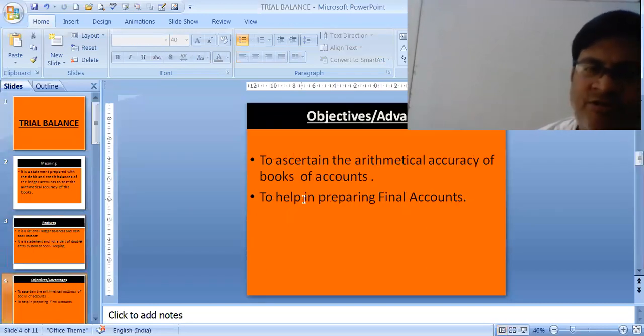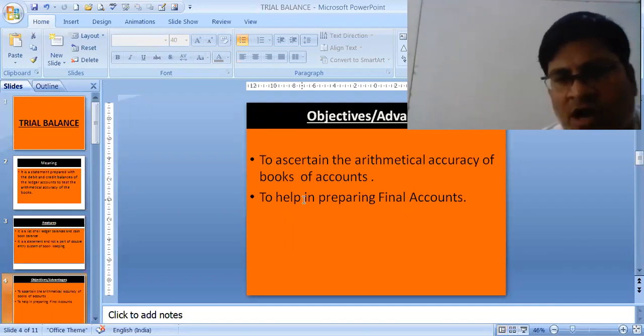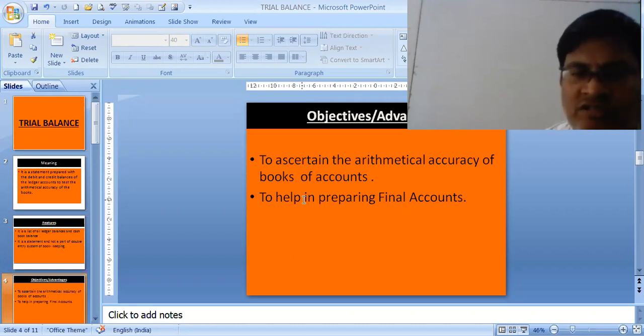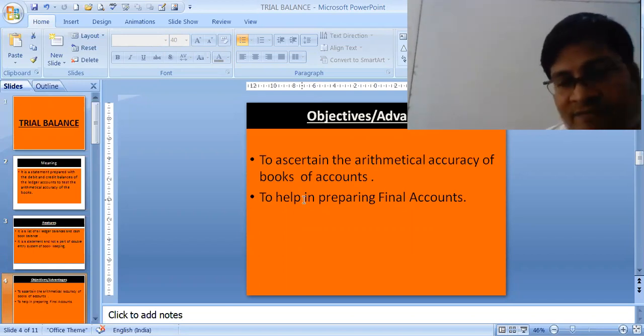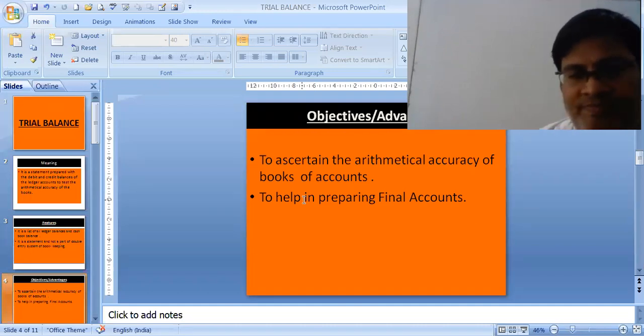Then come the objectives or advantages of preparing this statement: to ascertain the arithmetical accuracy of books of accounts and to help in preparing final accounts. Arithmetical accuracy I just now explained. Final accounts, after trial balance we prepare the final accounts, where actually we get to know the profit and loss of the business and the financial position of the business. This trial balance helps in preparation of those two.